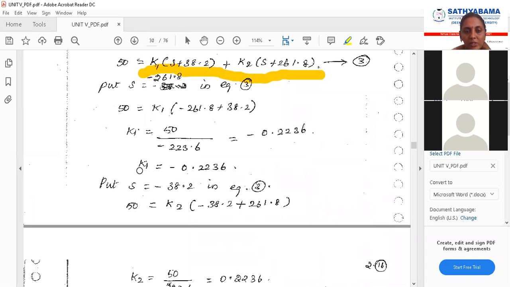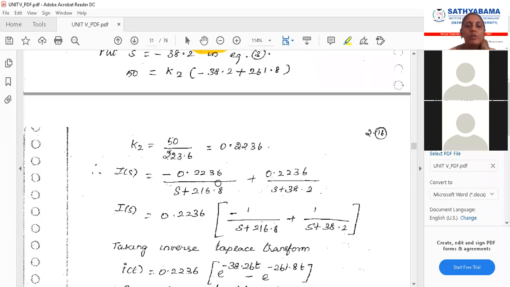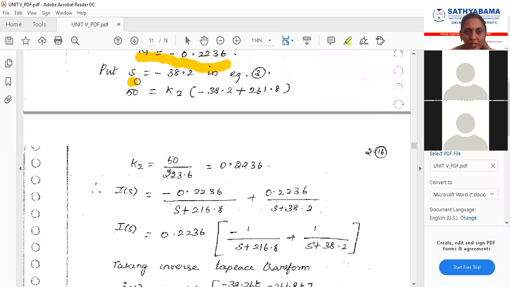find out the value for K1. So K1 will be equal to minus 0.2236. And for K2, put the value for S as minus 38.2 and solve out, get the value for K2. K2 is 0.2236. I hope you are understanding. Any problem you tell me so that I will stop there. So K1, K2 values we had got.